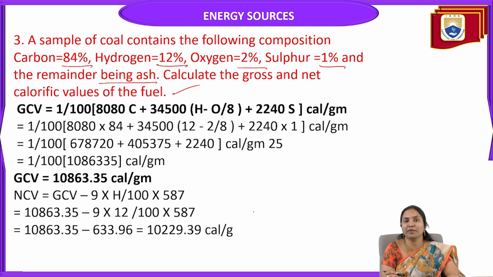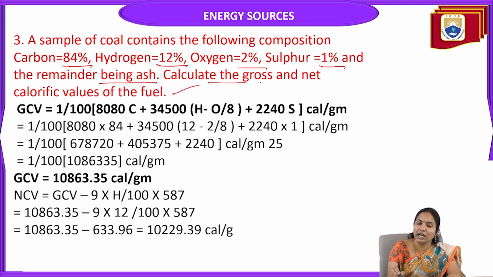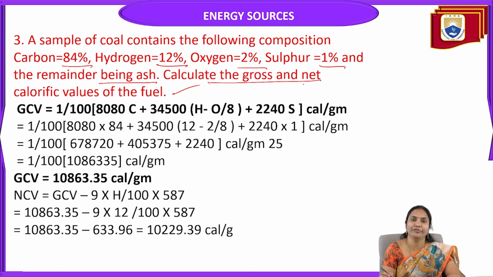If ash is present in fuel, you can neglect it because it doesn't support burning and doesn't contain any calorific value. It is undesirable, so it cannot be considered. Now calculate the gross and net calorific value of the fuel. So what is the formula used for the calculation of gross calorific value of the given fuel?